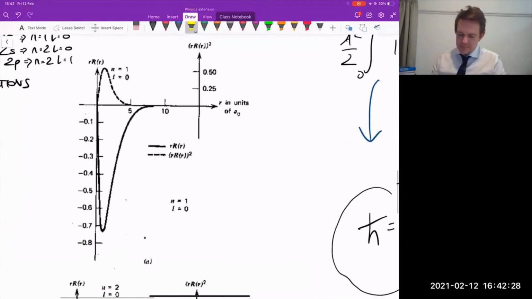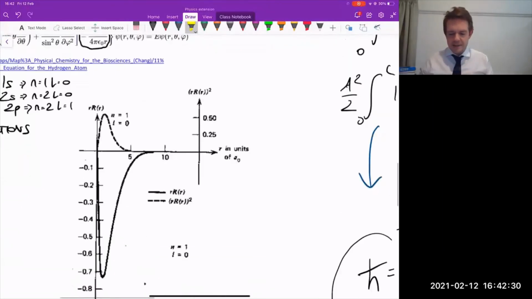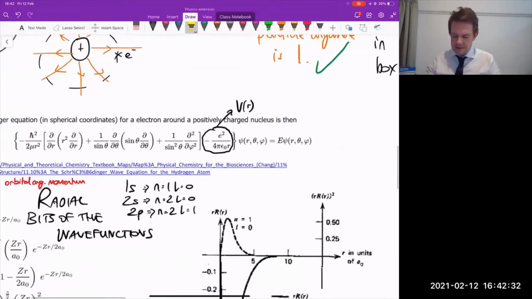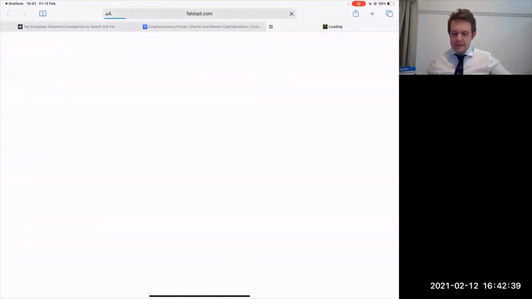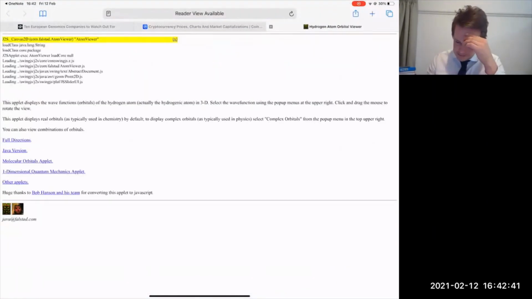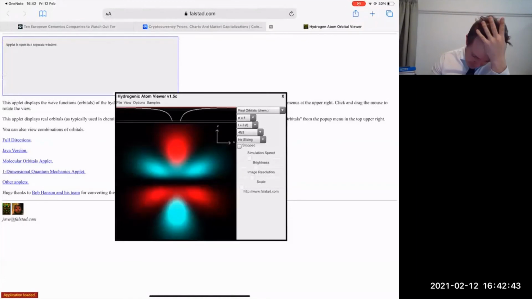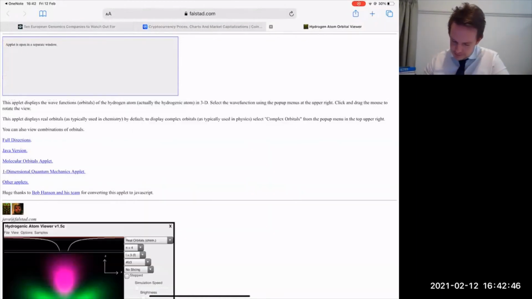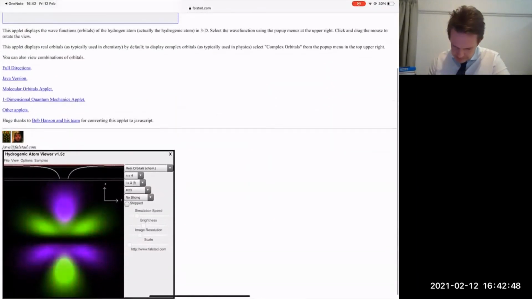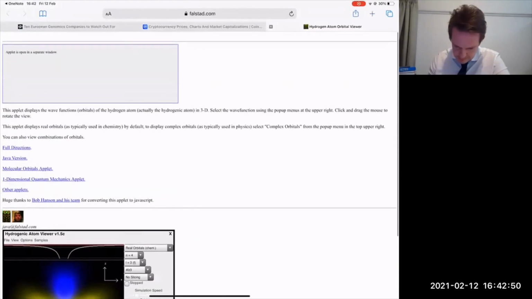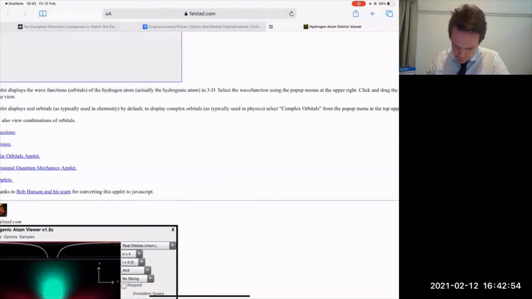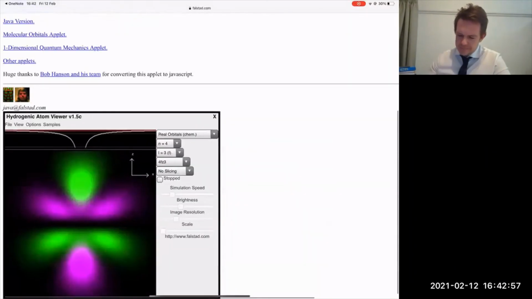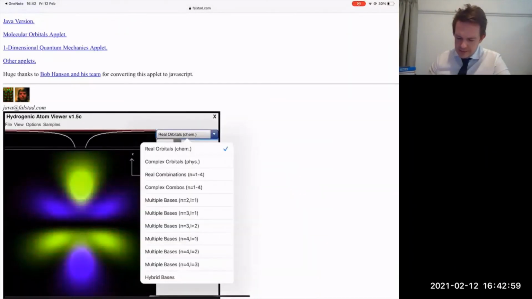This is just an example of, imagine you took the radial wave function and, in fact, before I do that, let me show you something. Let's see if this works. This is an applet, ignore the fact, anyway, it doesn't matter. This is quite a nice, can I do this full screen? I'll just zoom in.